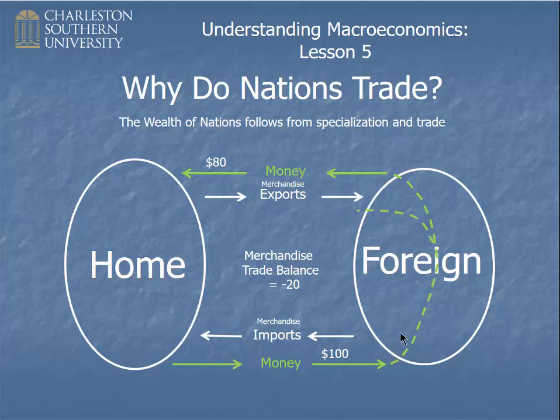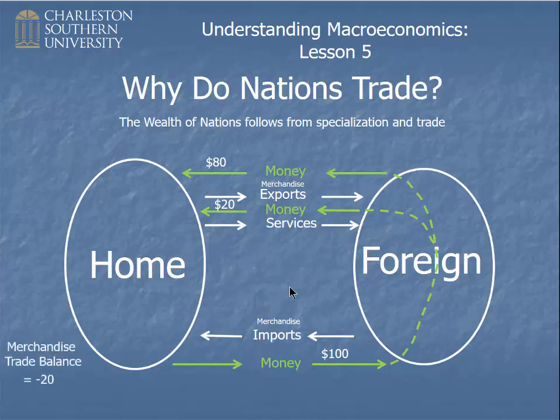So foreigners get 100 from us, 80 of it comes back in exchange for our merchandise, but maybe the balance, the other 20, comes back in exchange for services. Services aren't counted in the merchandise trade balance, so the merchandise trade balance is minus 20, and I'm going to move it over here because I need the space. But now the balance on goods and services would be 0. Can you see that? Because 100 went out, 80 came back this way, and 20 came back this way. And so in the balance on goods and services, we're counting merchandise and services.